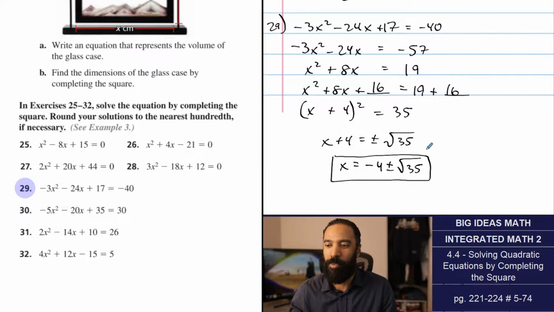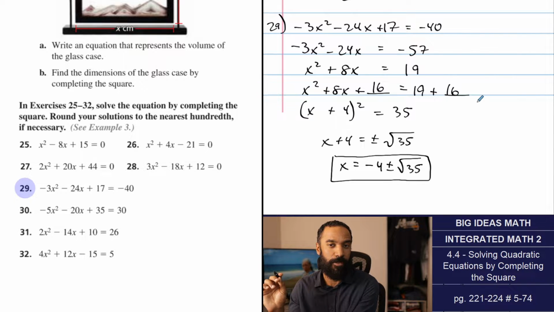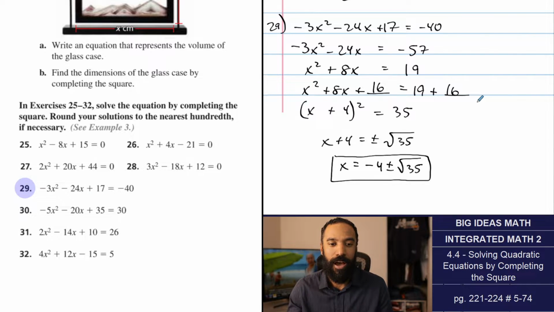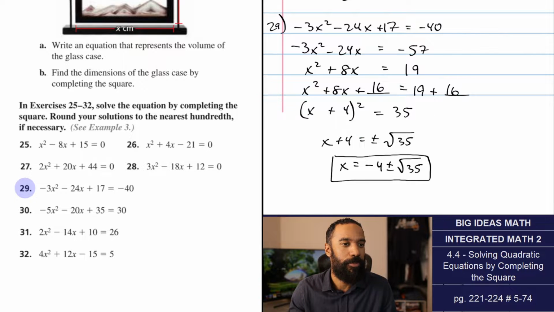Negative 4 plus or minus square root of 35, however. And by the way, if I use quadratic formula on this problem, I would have had to simplify the radical too. So just by nature of the problem, it would have happened. If you don't want to simplify radicals, use completing the square when you can. Anyway, -4 plus square root of 35.